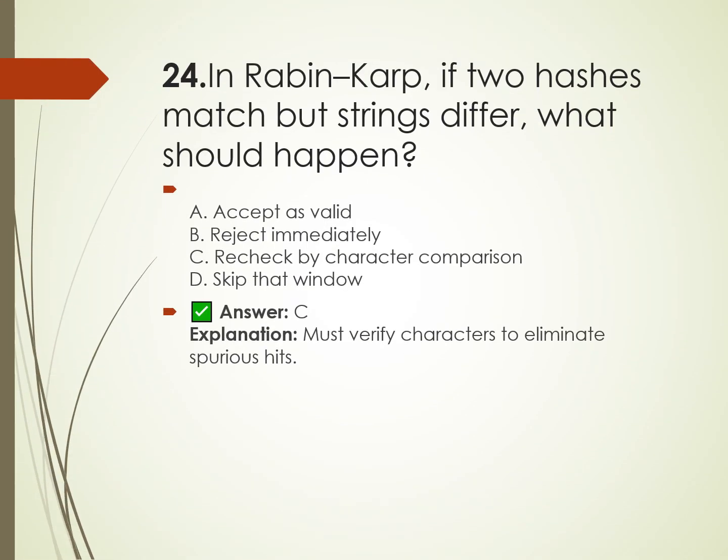In Rabin-Karp, if two hashes match but the strings differ, what should happen? A. Accept as valid. B. Reject immediately. C. Reject by character comparison. D. Skip that window. Correct answer is C. Must verify characters to eliminate the spurious hit.